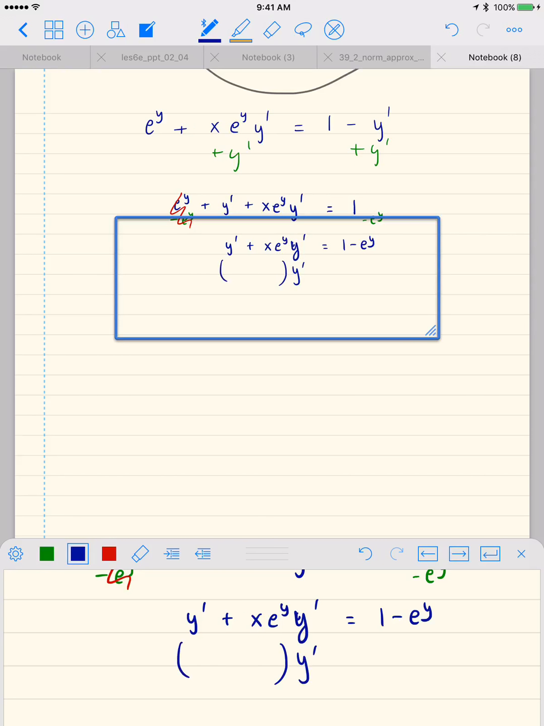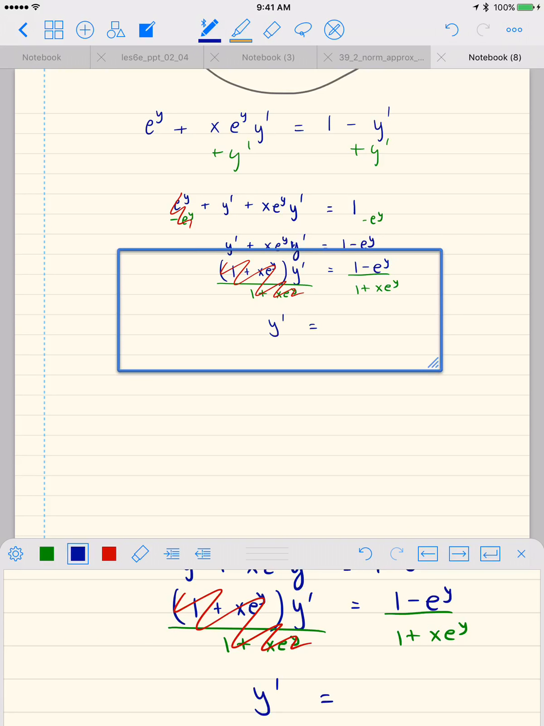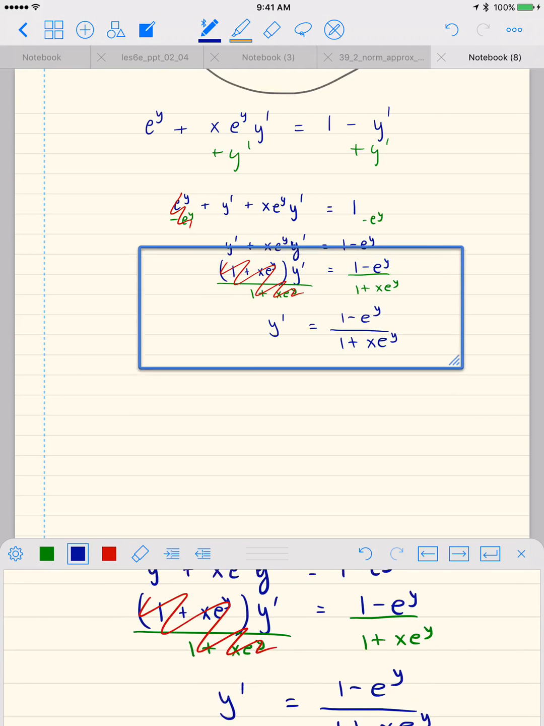Factor out y prime. So I've got y prime times 1 plus x e to the y equals 1 minus e to the y. Divide both sides by 1 plus x e to the y. So that's going to cancel out. And I've got y prime equals 1 minus e to the y over 1 plus x e to the y. Okay.